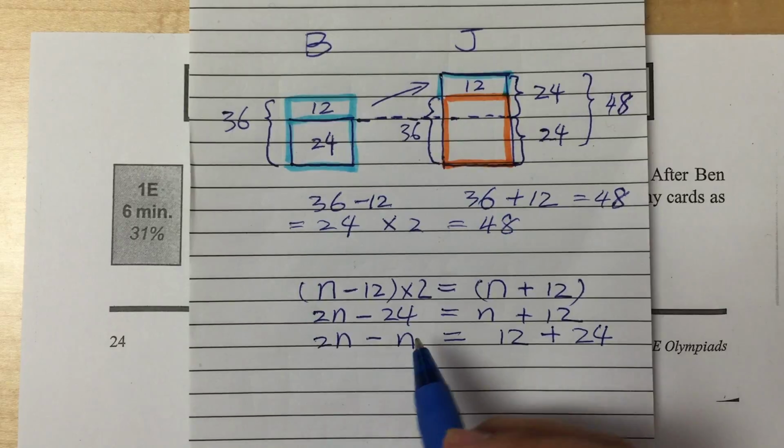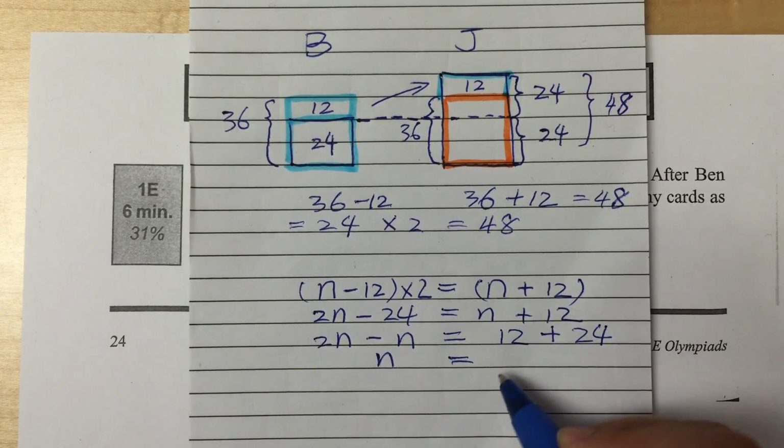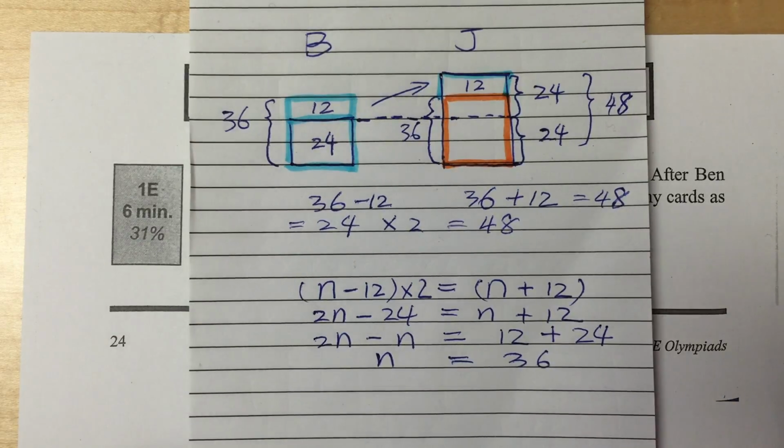And 2n minus n equals n, equals 12 plus 24, 36. Ta-da! So Ben and Jerry each start with 36 cards. There you go.